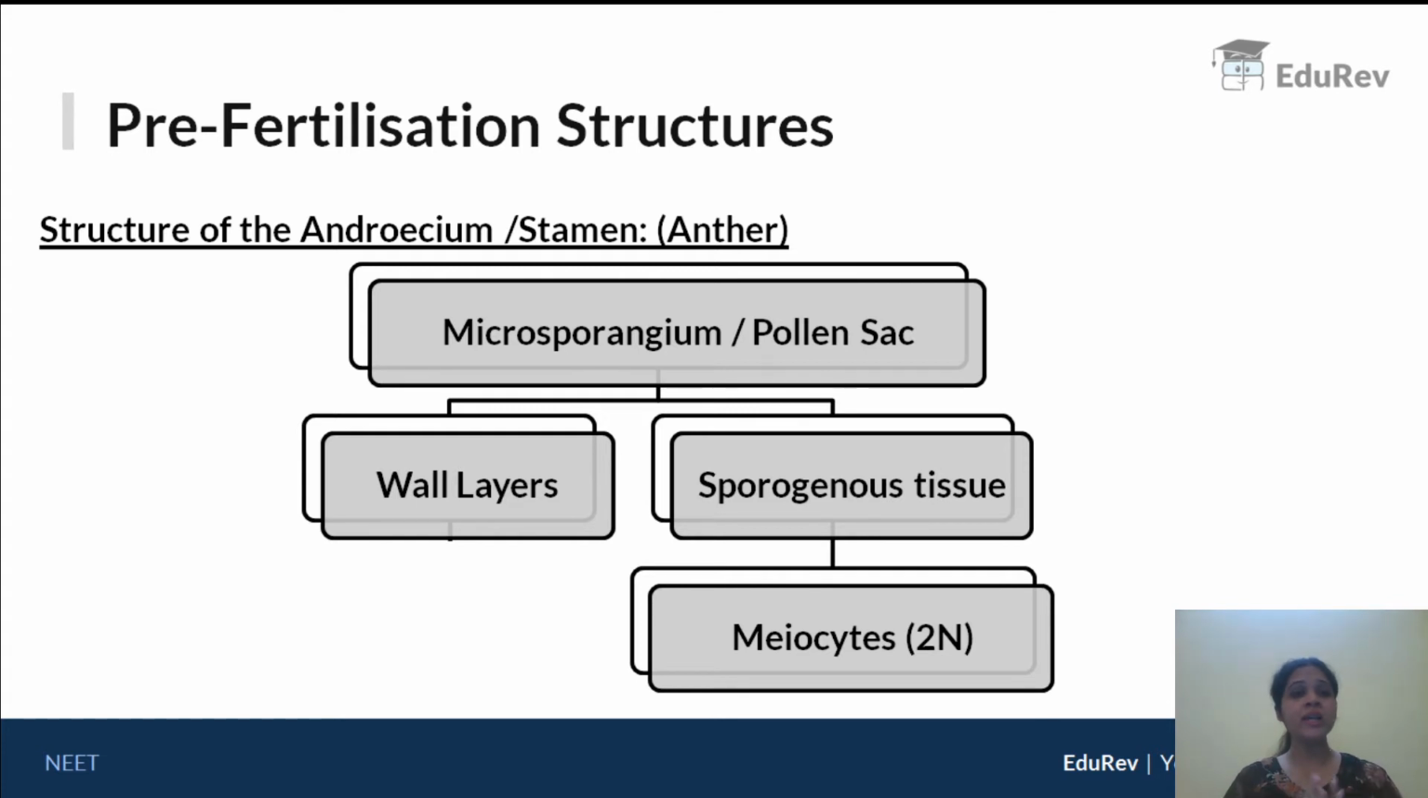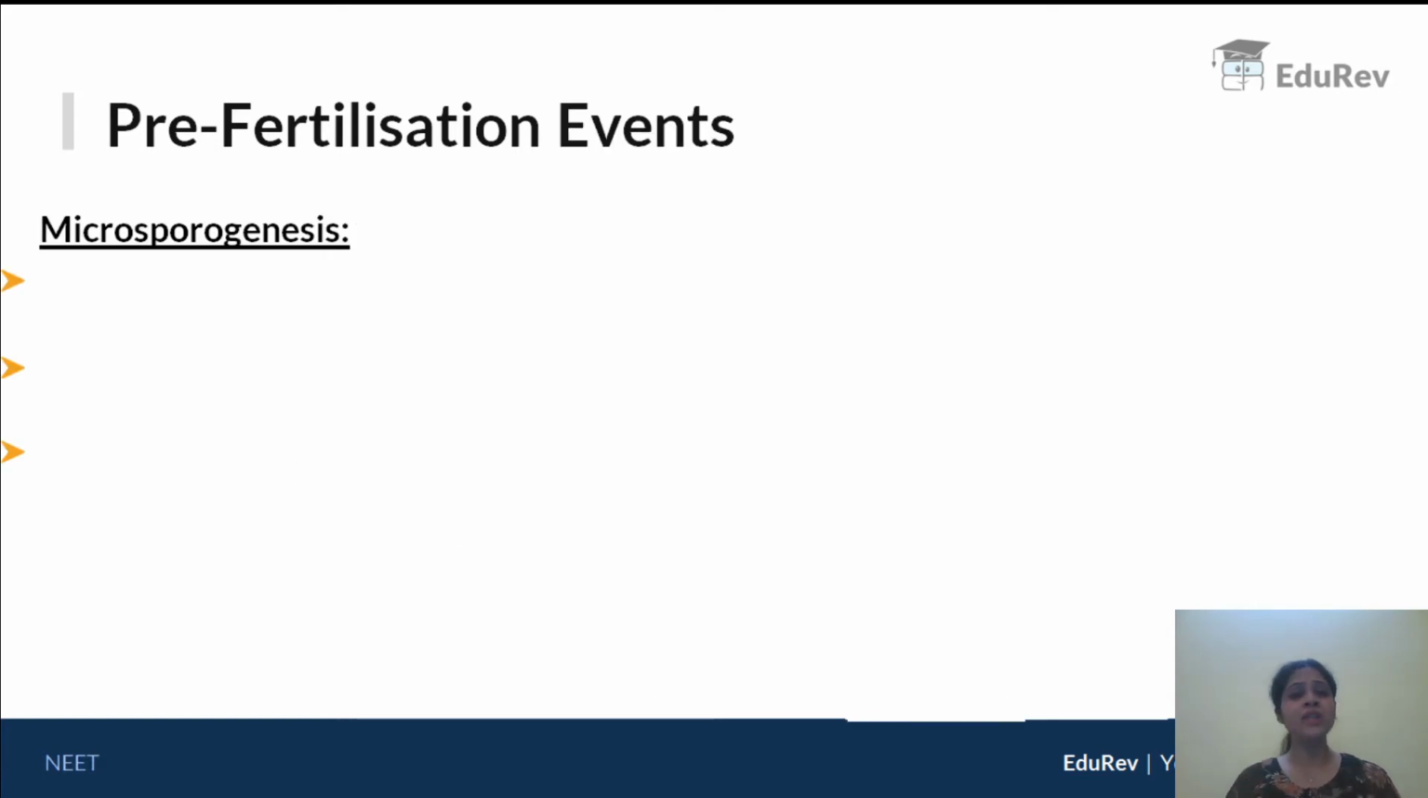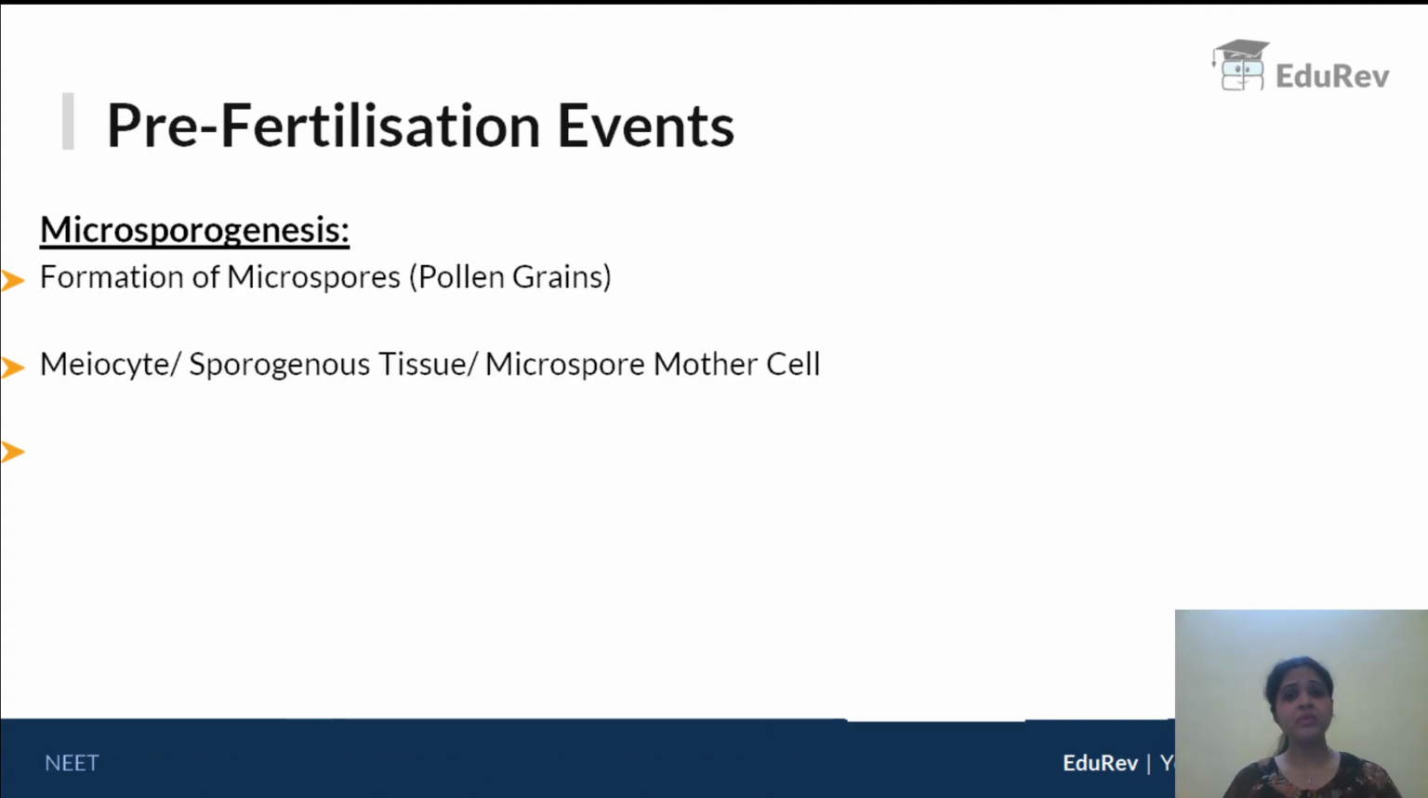With this we are done with the pre-fertilization structures of the androecium, and now we will start focusing on the pre-fertilization events of the androecium. So what really happens to these particular meiocytes? These meiocytes enter a process called microsporogenesis. Microsporogenesis basically means the development of microspores. So the formation of microspores means the formation of pollen grains. Now in order to form these pollen grains, you require simply one process to occur, and that is a single meiotic division. That is all that is required.